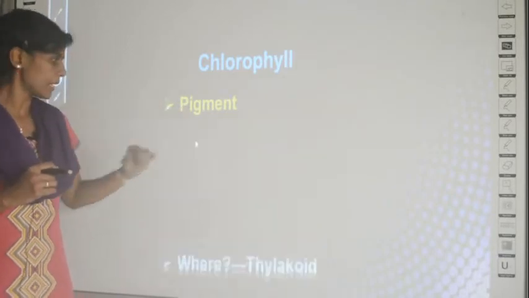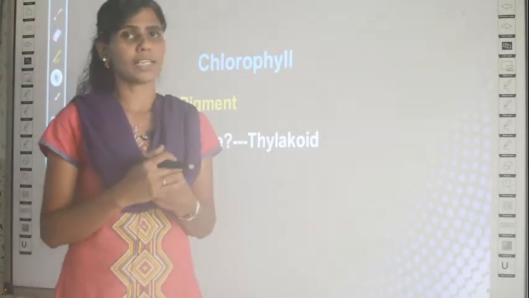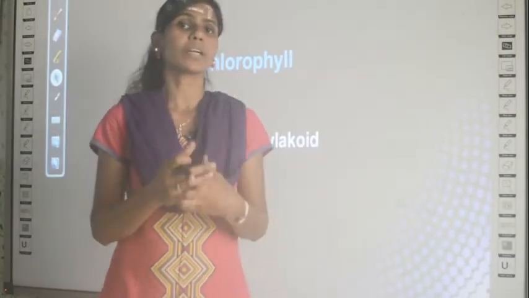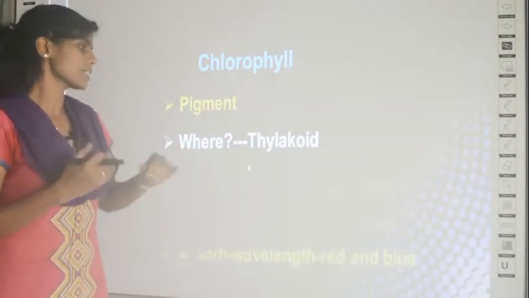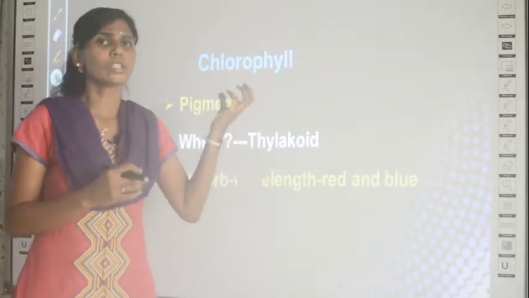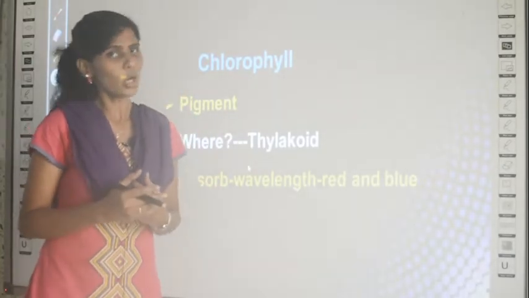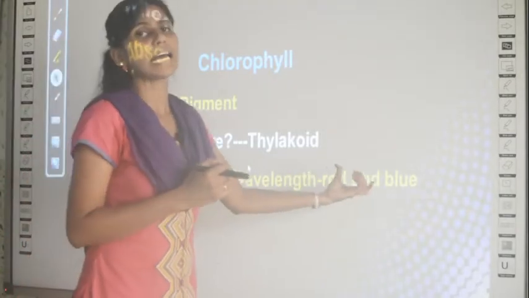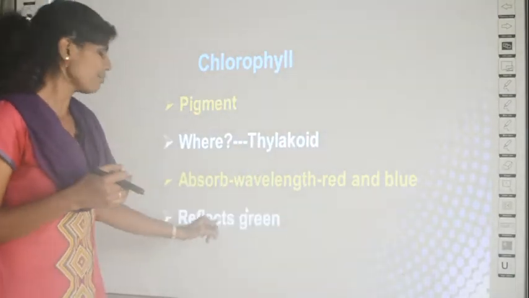So chlorophyll is a pigment, and where is it found? It is present inside the thylakoid of the chloroplast. What is thylakoid? The coin-like structure is thylakoid, right? So this pigment, that is the chlorophyll, is present in the thylakoid of the chloroplast. That's why the chloroplast is green in color, because of the presence of chlorophyll pigment. Because chlorophyll pigment is green in color, and since it is present inside the chloroplast organelle, it is also green in color. So what do they do? They absorb wavelengths which are red and blue in color. This pigment captures the red and the blue color, and they give out green color. They reflect the green color.